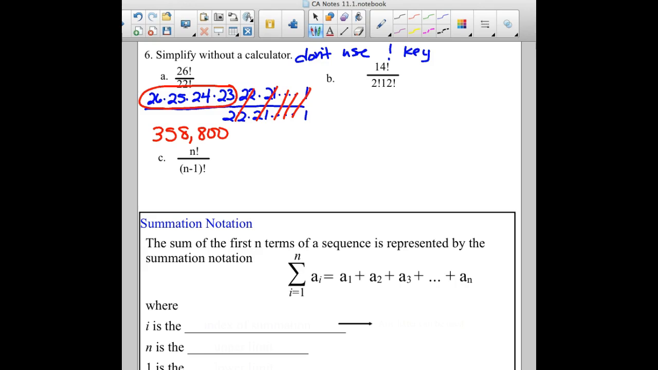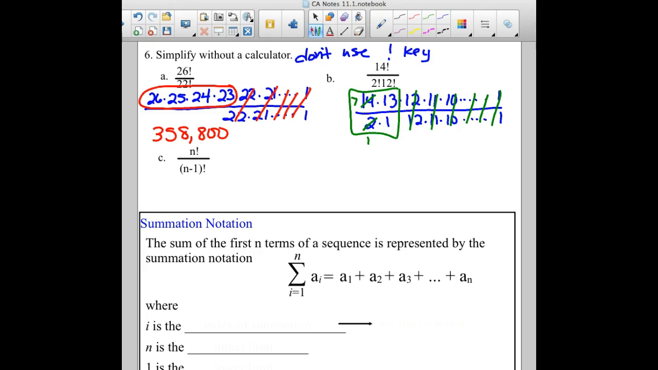Part B says to take 14 factorial. So let's start listing it out. 14 times 13 times 12 times 11 times 10 all the way down to 1. We are dividing by two things, a 2 factorial, which is 2 times 1, and a 12 factorial, which would be 12 times 11 times 10 down to 1. So all of this will drop out. We have this left, and we can even do some reducing here because 2 goes into 14 7 times. So we really just end up with 7 times 13, which is 91.